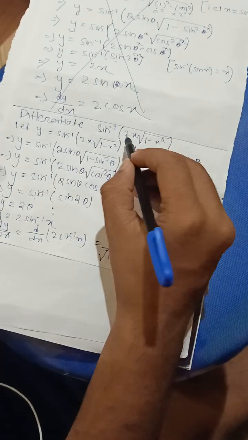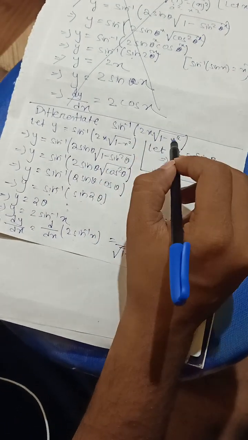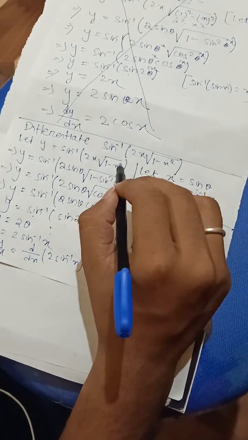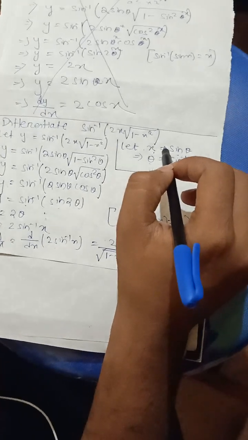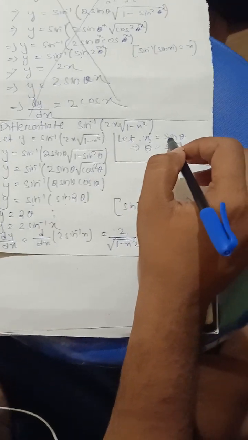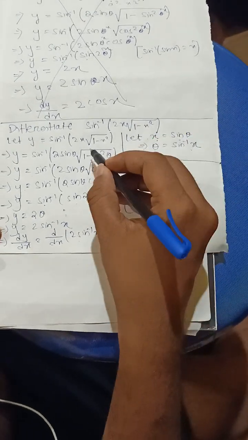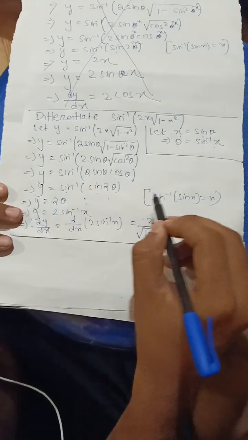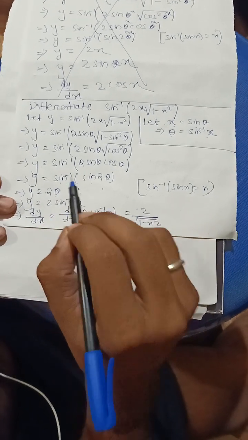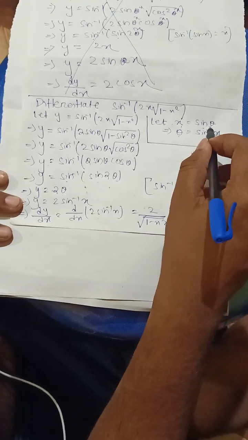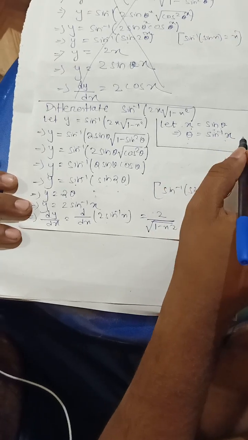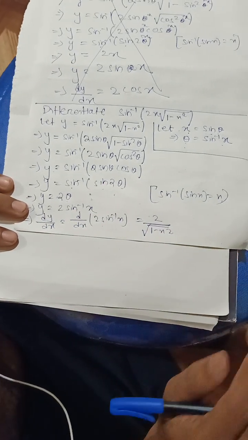First, you have to take any variable, let. Then you have to substitute the value for a square minus x square, that is a sin theta or a cos theta. Whatever you have to substitute, it is either sin theta or cos theta. Then you have to solve in this way. Then sin theta is x, and y is equal to theta. From here, the theta value will come outside. Here theta is equal to sine inverse x. Then differentiate it. Okay, clear?